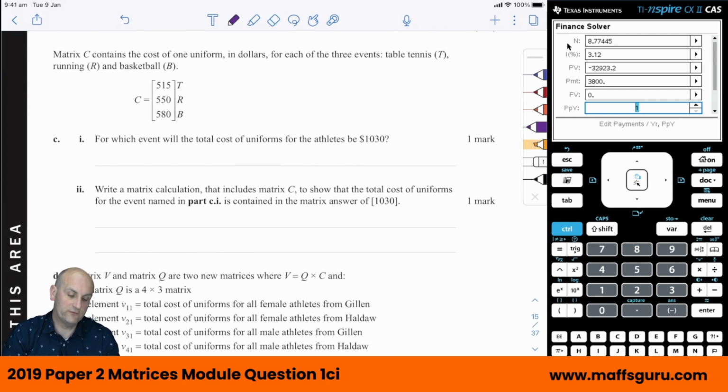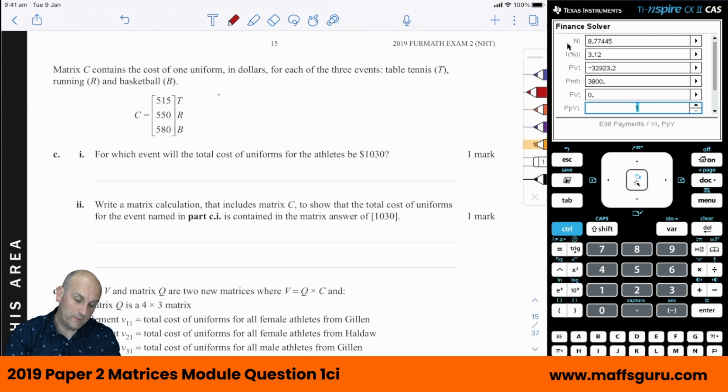Matrix C contains the cost of 1 uniform in dollars for each of the 3 events: table tennis, running, and basketball. For which event will the total cost of uniforms for the athletes be $1,030? As it turns out, we have 2 people doing table tennis, 2 people doing running, and 2 people doing basketball. So if we are looking for 1030, we're trying to work out which of those multiplied together gives me 1030. It would appear that 515 times 2 gives 1030. And so that would give us table tennis.